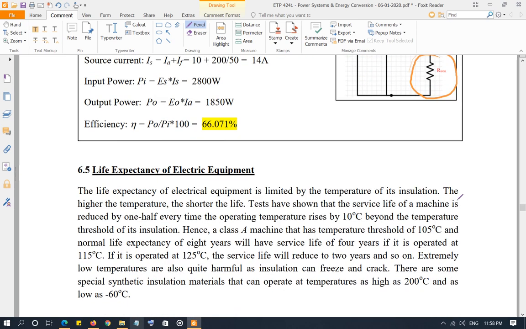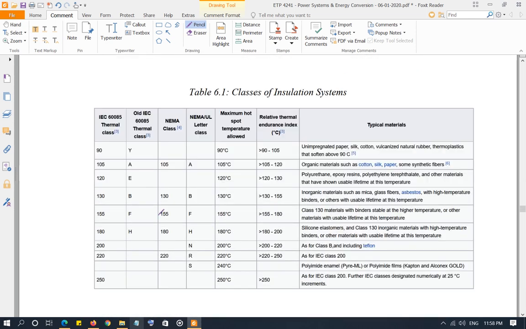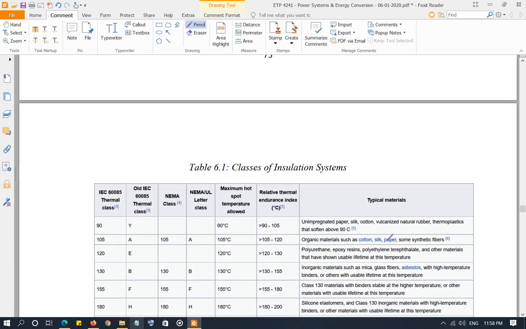Life expectancy of electrical equipment generally depends upon the life of their insulating material. And the life of the insulation material is based on what type of insulation is used. Generally, there are different types of insulation as shown in this table: insulation A, E, B, F, and they are based on how much temperature they can sustain. So 105 degrees spot temperature, 120 Celsius spot temperature, and so on and so forth.